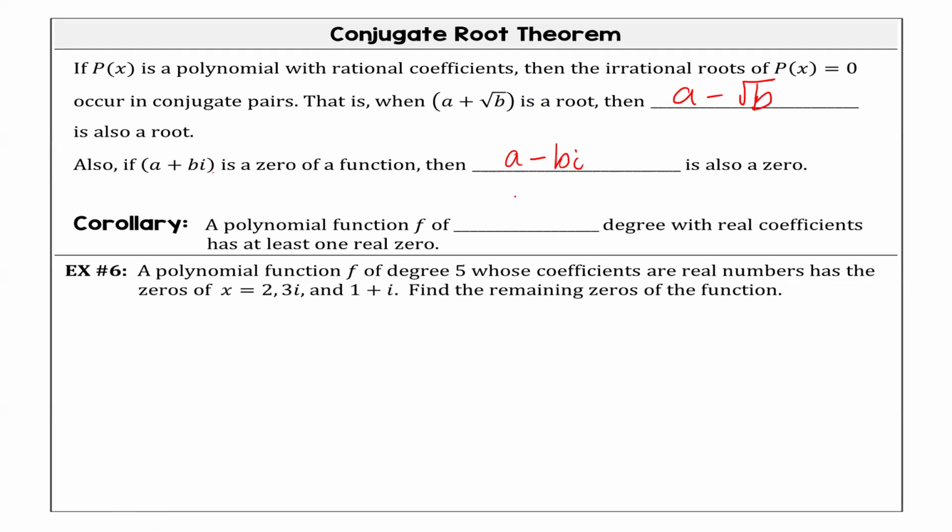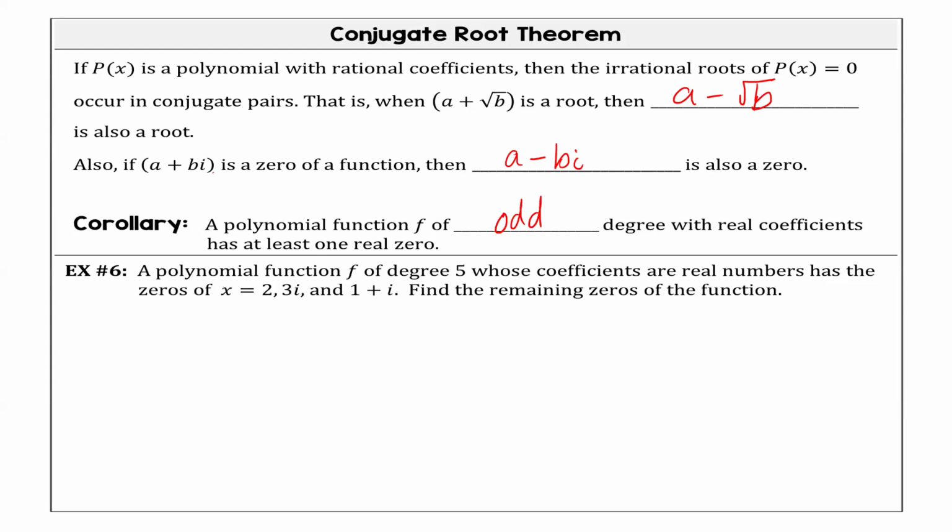A polynomial function f of odd degree with real coefficients has at least one real zero. So if I am a degree 3, degree 5, degree 7, I can't be all imaginary. Does that make sense? I have to have at least one real, and then the rest could be imaginary. But I have to have at least one point where I cross the x-axis. Okay?